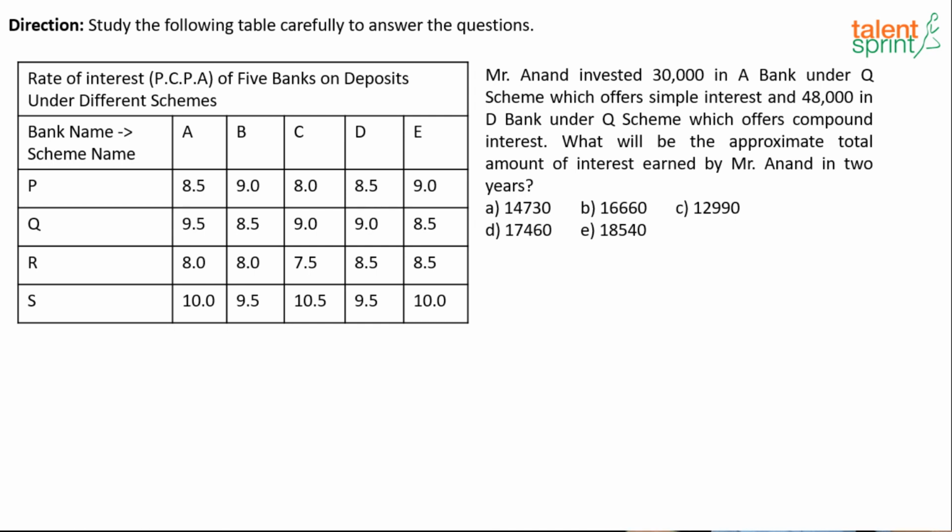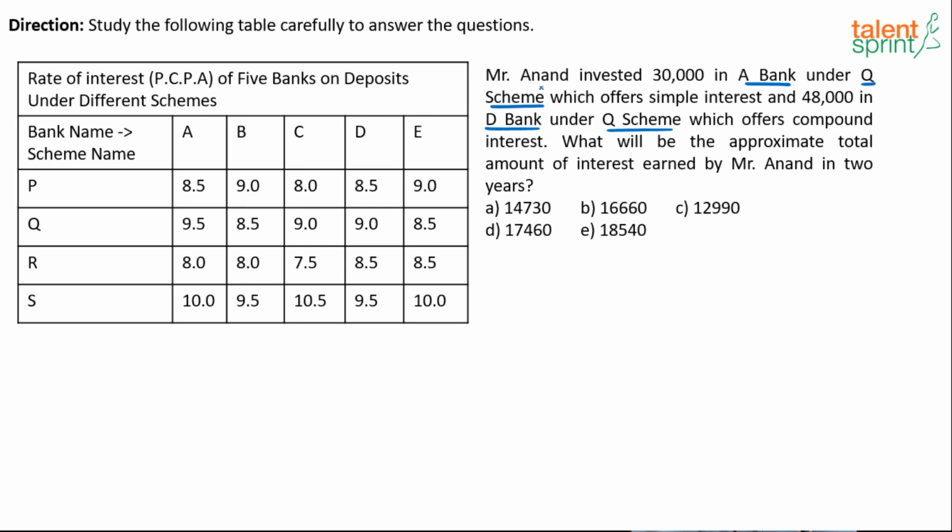Okay, so the time is up. Let's discuss the solution now. So basically this says there are 2 different schemes. Scheme Q from bank A, and the same scheme Q from bank D, right?